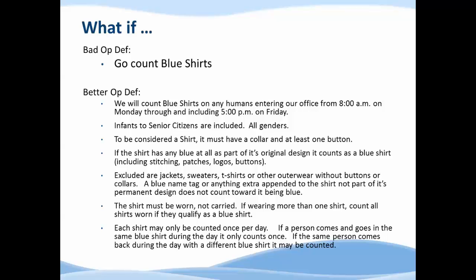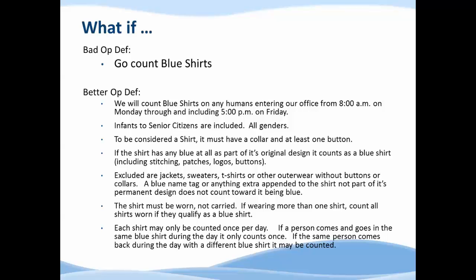If you have an emotional support dog and that dog happens to be wearing a shirt for pets, we're not going to count it. Humans only. It doesn't matter their age or gender. But to operationally define a shirt, it has to have a collar and at least one button. To be blue, any part of its original design, including stitching, buttons, patches, or logos that are printed or sewn on, would be considered as well.